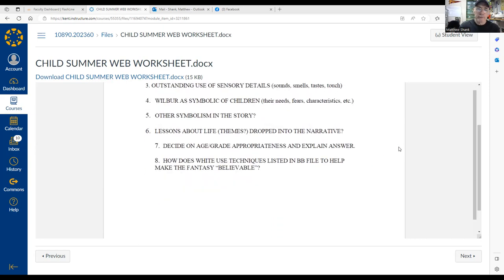Number seven, we always talk about this. What would be the best age and grade for this book? And explain your answer. I mentioned that our teacher in fourth grade read this, and I thought that was a pretty good age and grade, but you don't have to agree with me. You might go younger or older, but answer that question. We always talk about age appropriateness.